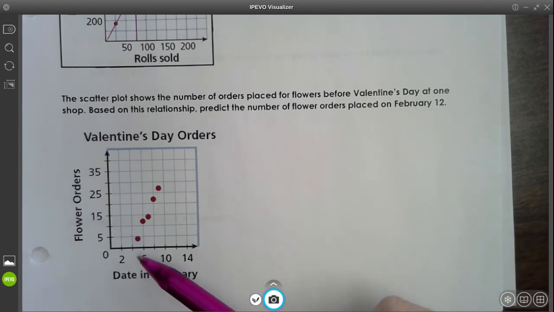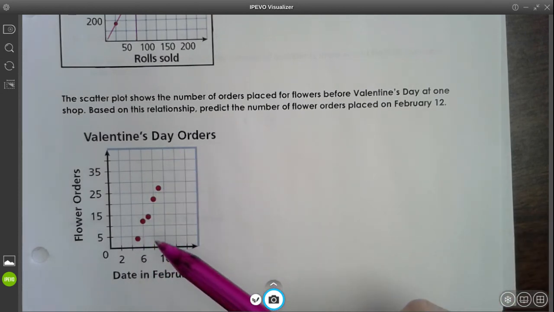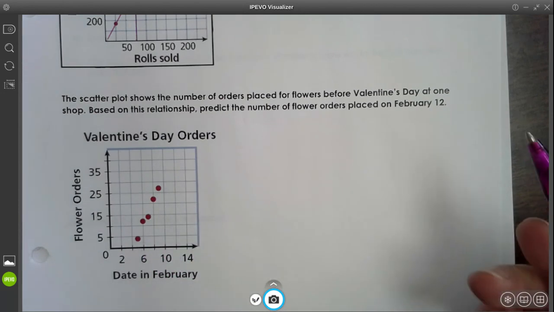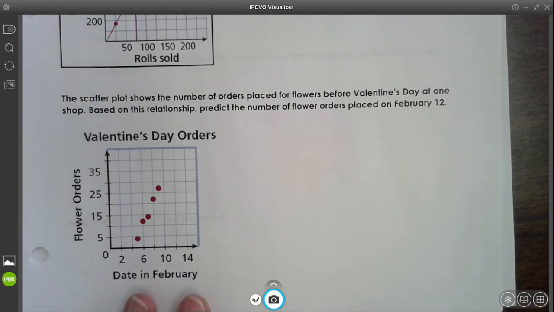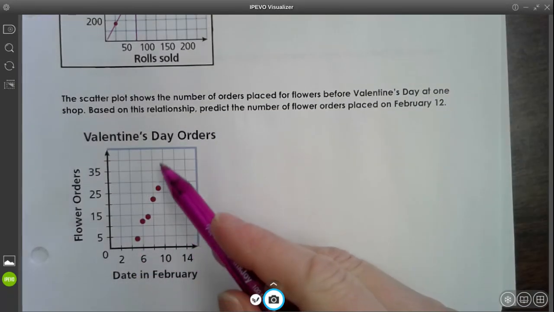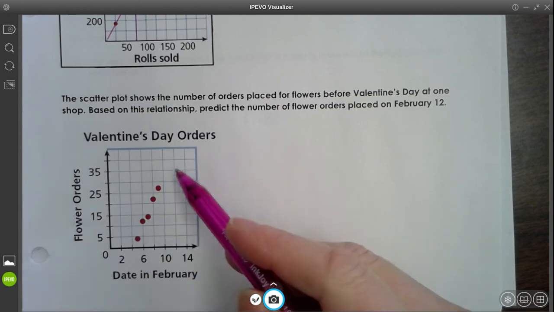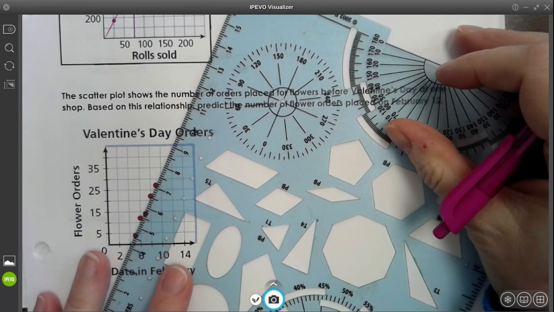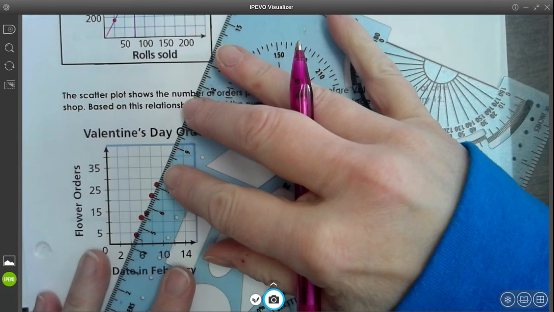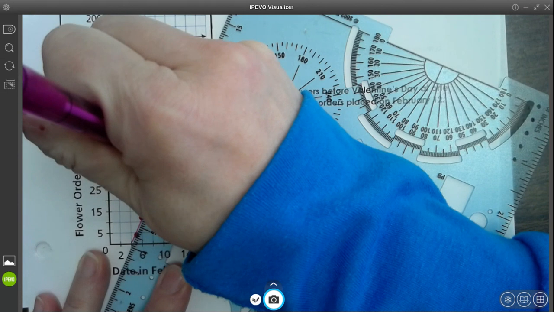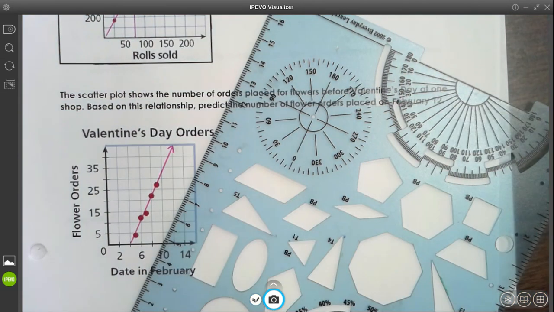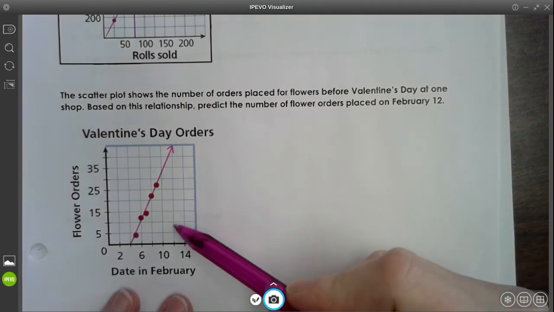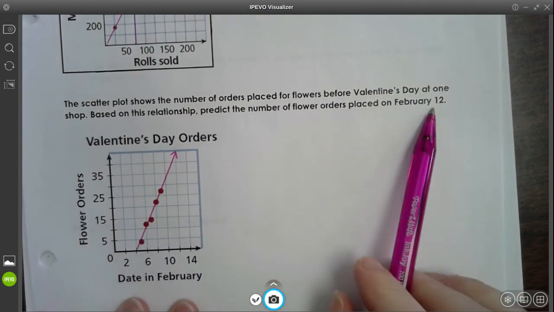So you can see, based on the date in February, it's going up, right? That makes sense. The closer we get to Valentine's Day, the more flower orders are probably going to be placed. So again, this is going to be a positive trend. So my line needs to be going up and to the right for positive. And again, I want to hit as many of these dots as possible. Okay, and I was pretty much able to hit just about all of them on this graph. And we're going to use this to predict the number of flowers placed on February 12th.